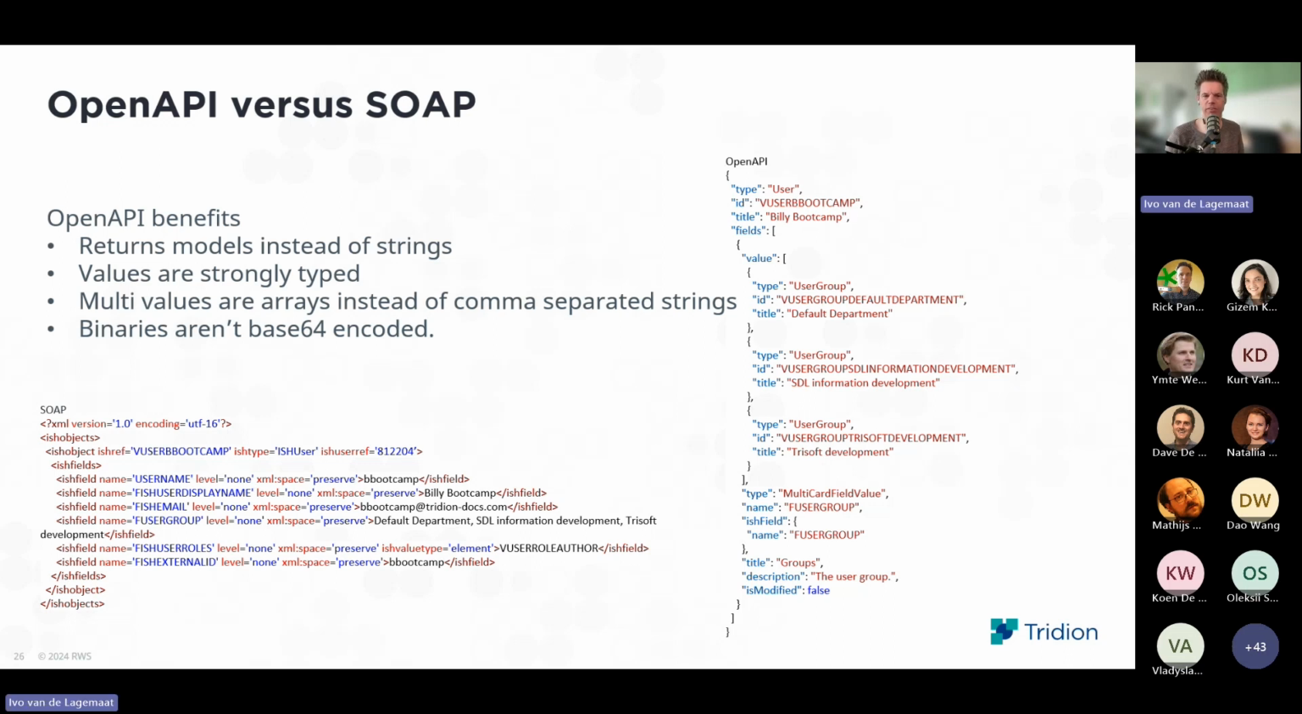Also, binaries are base64 encoded in SOAP, and those limitations are all gone in OpenAPI, which uses strongly typed models. So if your client is capable of generating those, it makes it way easier to use in your application and to get the right values out of it. And also if a datetime is returned, you can also use it as a datetime. That makes it way easier to use.